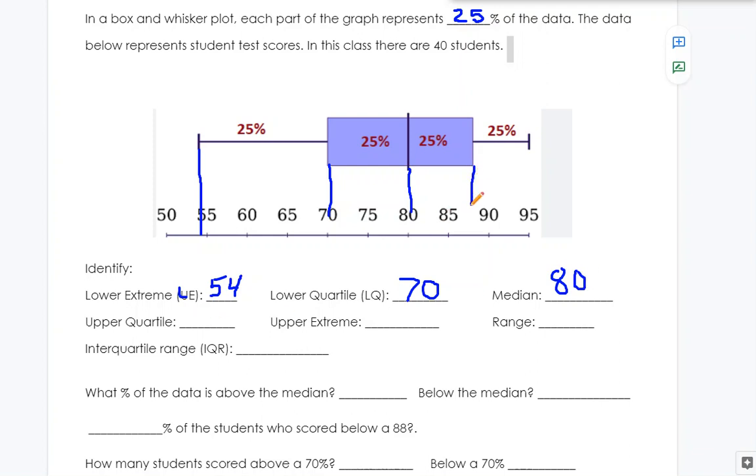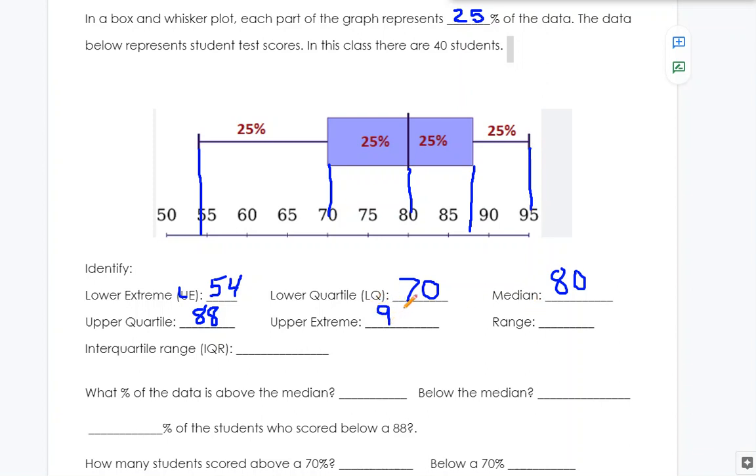Let's see if I draw my line down. It's like between 85 and 90. Let's do, I don't know, 88, 87, something like that. It's hard to tell because there's not exact numbers on here. And then my upper extreme is my biggest number, and that's over here, and that is at 95.